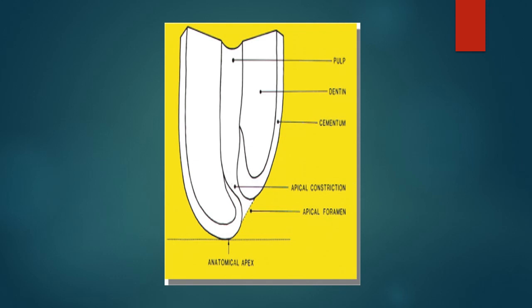I'll show in a picture. This is the pulp, dentin, cementum, apical constriction, apical foramina, and the anatomic apex. The tip of the root is nothing but the anatomic apex. Here you can see this is the apical foramina. The apical foramina doesn't coincide with the anatomic apex. In the majority of cases, it is seen like this only. Whereas the apical constriction, you can see, is 0.5 to 1 mm away from the apical foramina.